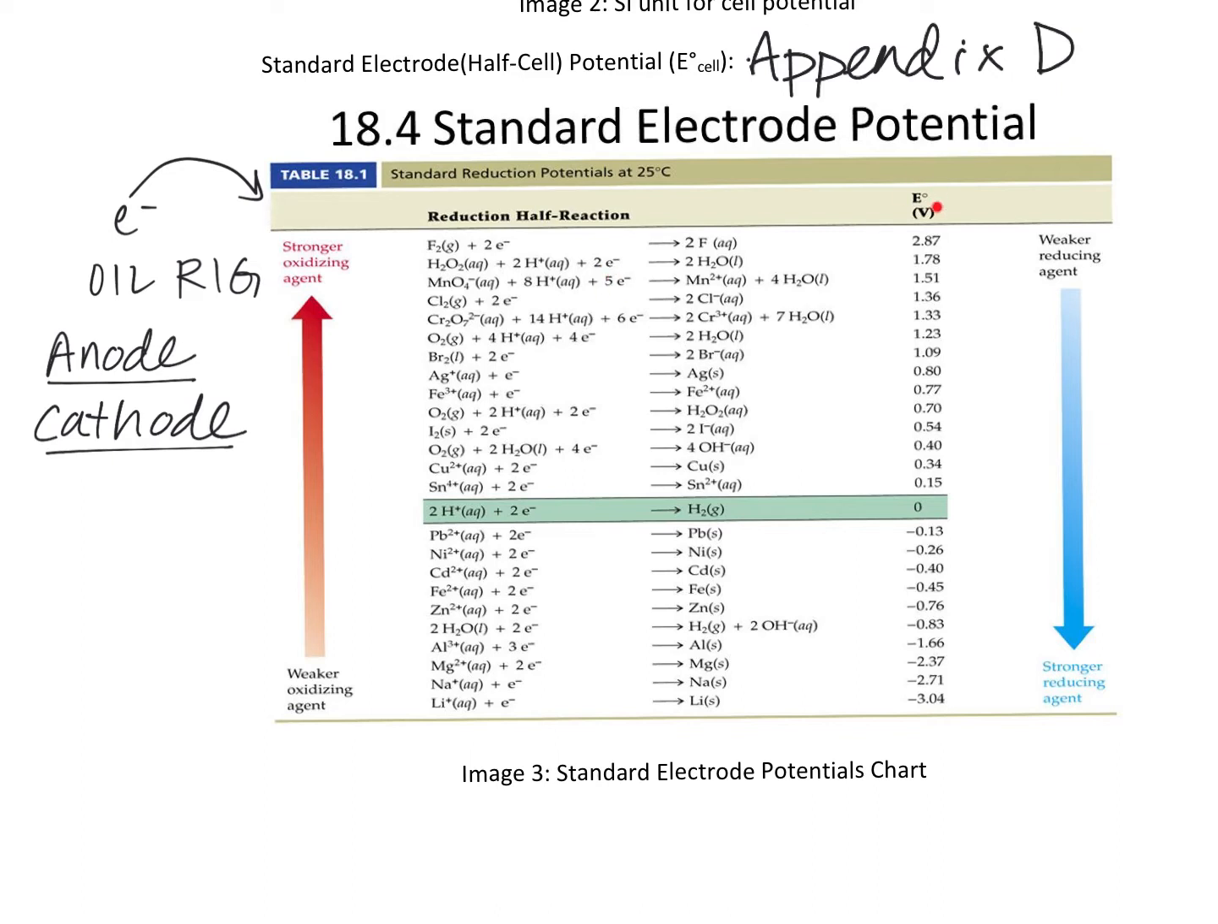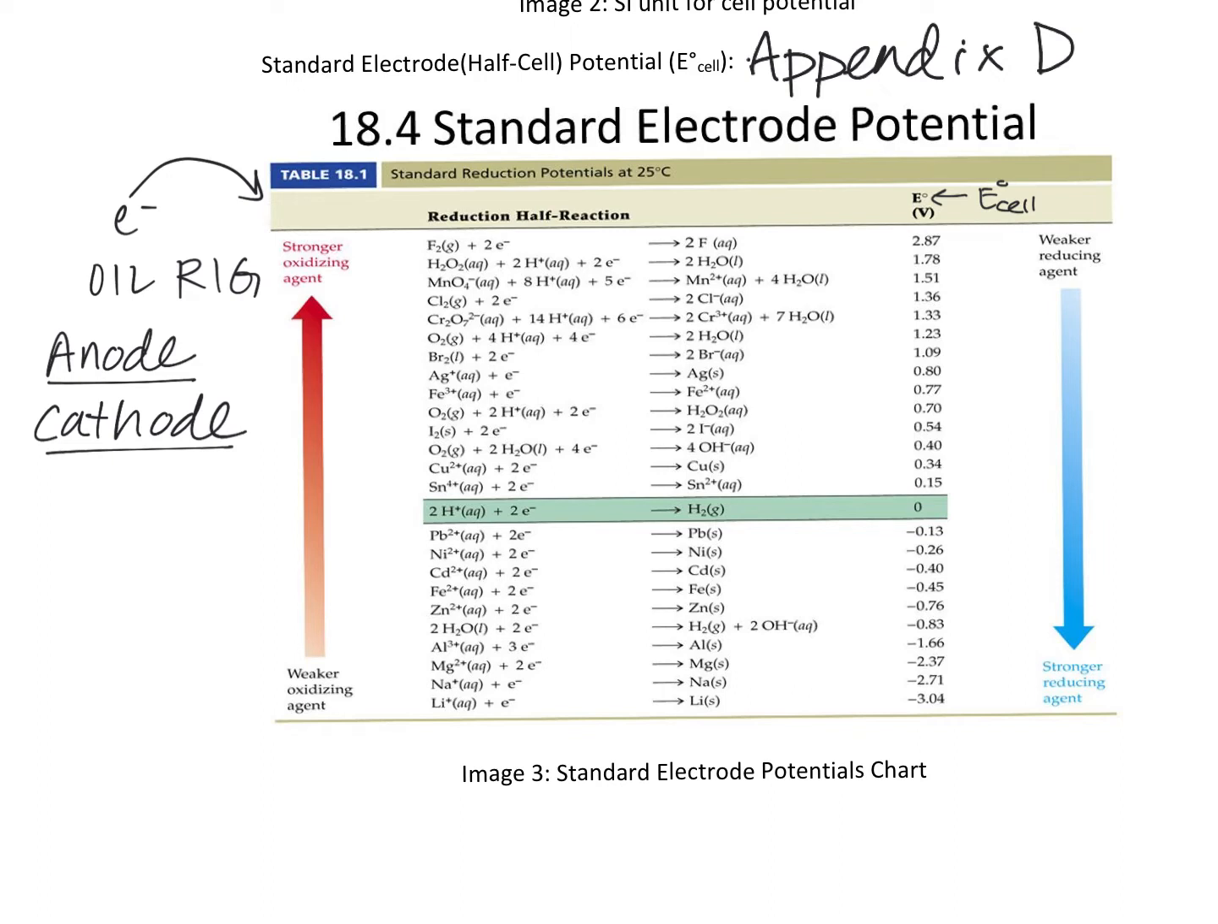Okay, this E right here stands for your cell potential at standard state. So this is the same thing as E cell. Sometimes it's called E reduction, sometimes it's called E half cell. Really the E just stands for how many volts represent the potential of this half cell. Where do these numbers come from though?